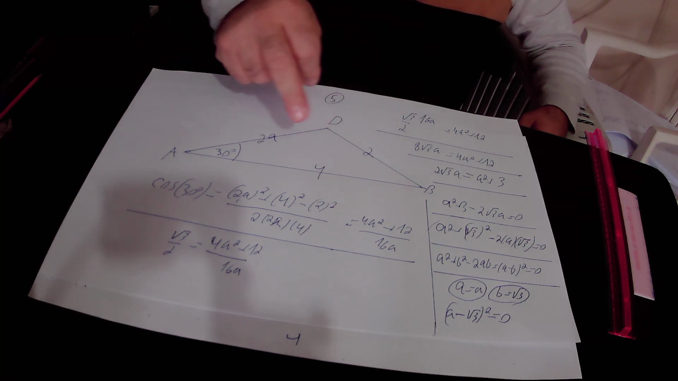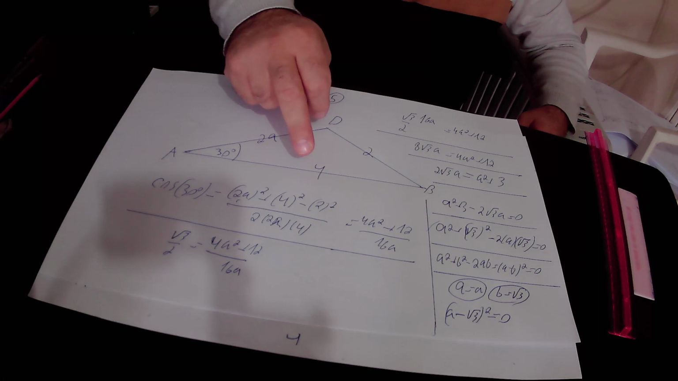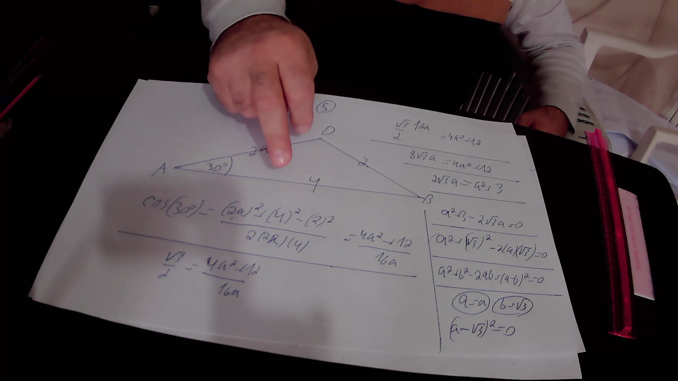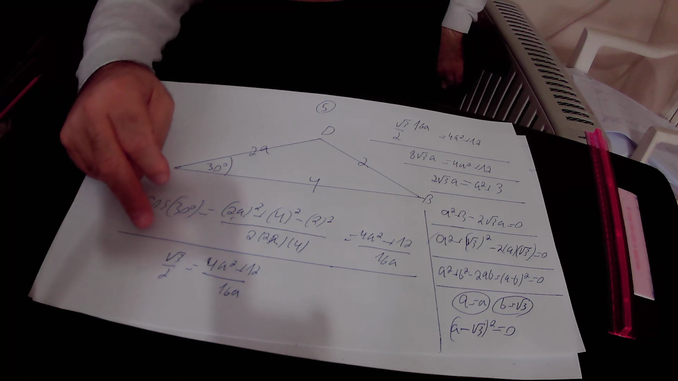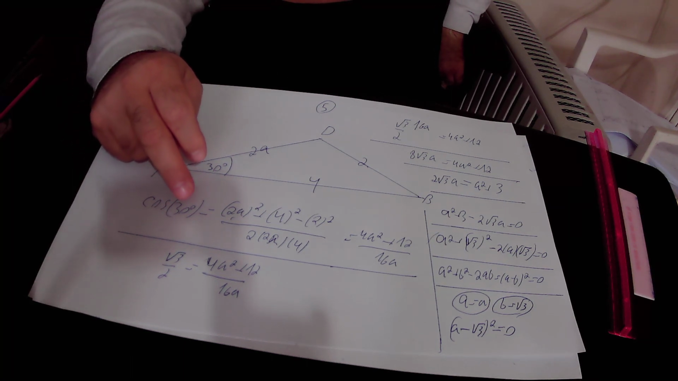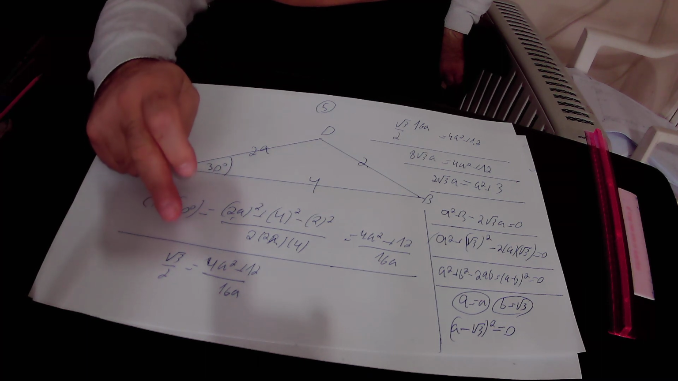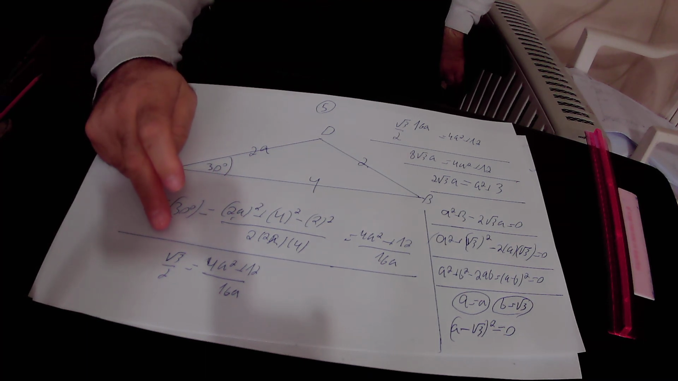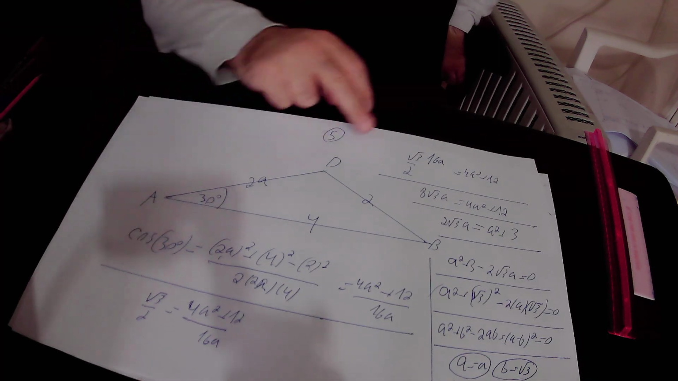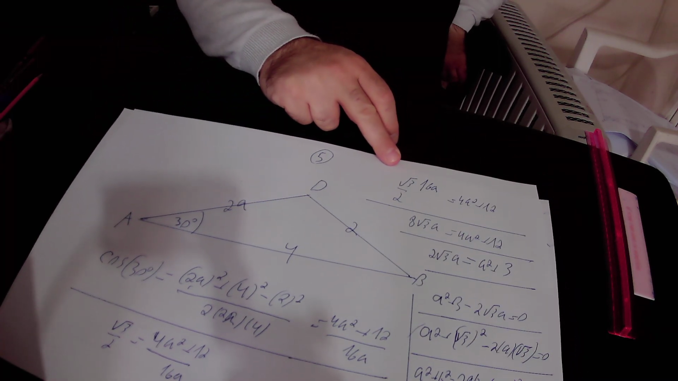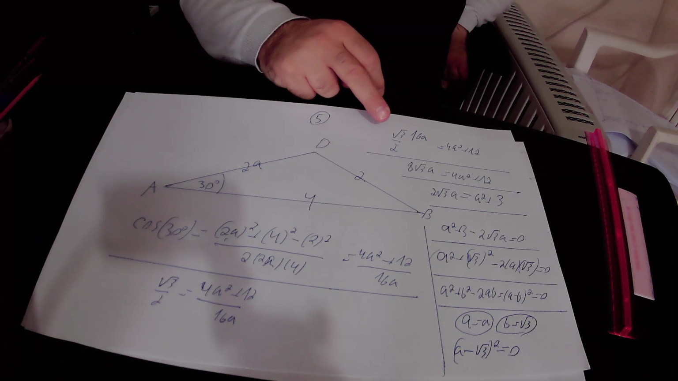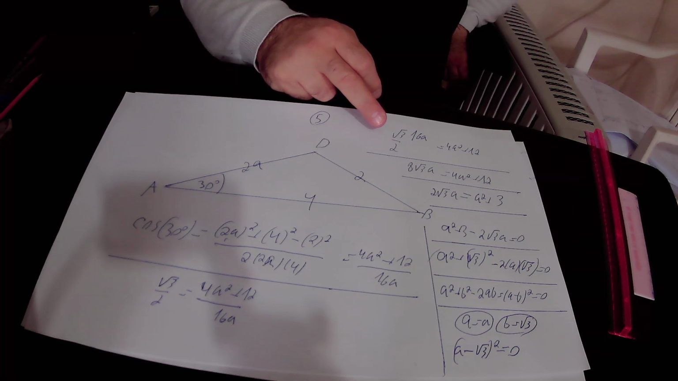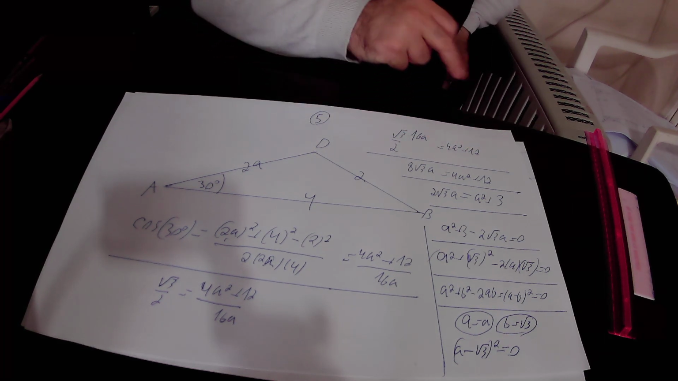2a squared is 4a squared, 4 squared is 16, minus 2 squared is minus 4, 16 minus 4 is 12, 2 times 4 is 8, 8 times 2a is 16a, cosine 30 degrees is square root of 3 over 2, and it equals 4a squared plus 12 over 16a. We multiplied this equation by 16a, and we got that 16a times square root of 3 over 2 equals 4a squared plus 12. 16 over 2 is 8, so on this side of the equation we will have 8 times square root of 3 times a equals 4a squared plus 12.